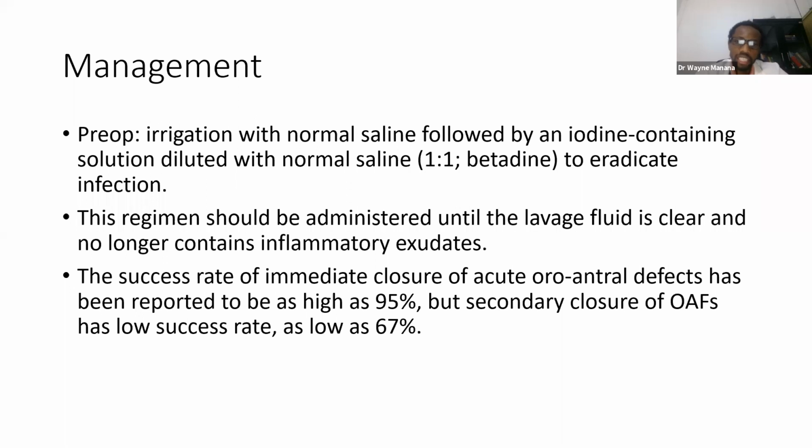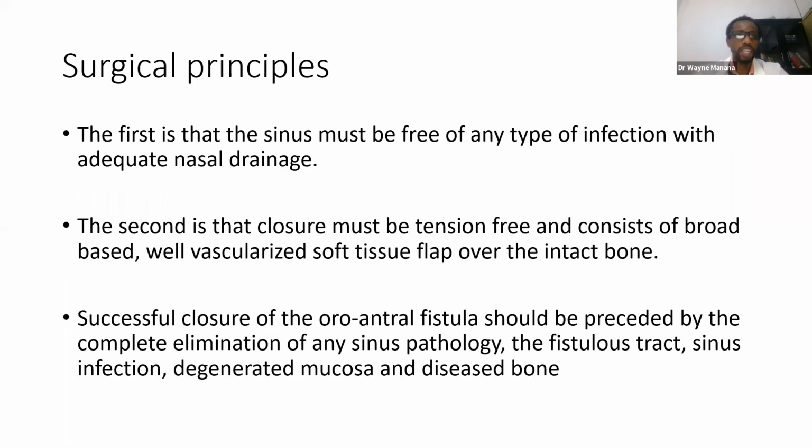And the success rate for immediate closure of oral antral communication is very high. It's 95%, but a very big but, you need to do it properly so that we don't end up with a dehiscence. In other words, you close and then it opens up. Because with secondary closures, the success rate declines to where 1 out of 3 patients who have undergone secondary closures will end up with an opening.